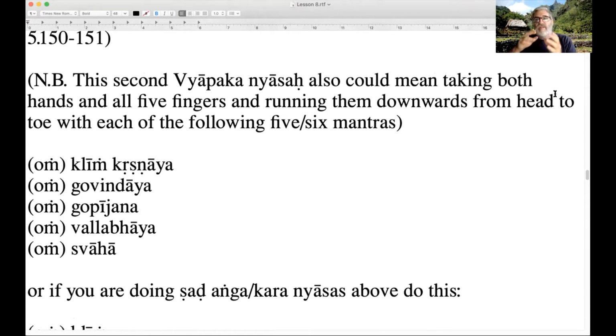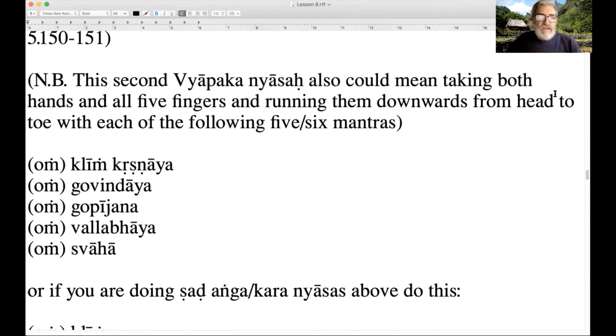What is the Gopal Mantra again? 18-syllable mantra. Klim, Krishnaya, Govindaya, Gopijana, Vallabhaya, Swaha. So it can be divided up into 5 parts if we keep Klim with Krishnaya. So Om Klim Krishnaya, first part. Om Govindaya, second part. Om Gopijana, third part. Om Vallabhaya, fourth part. And Om Swaha, fifth part, right? So that is if we keep the Klim attached to the Krishna.